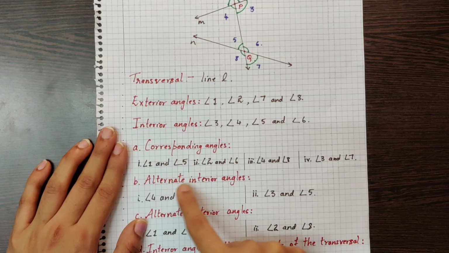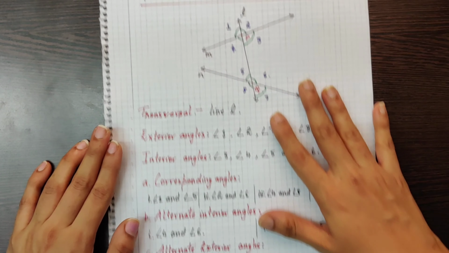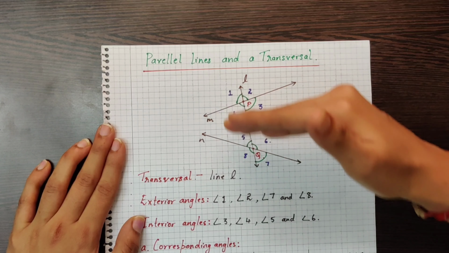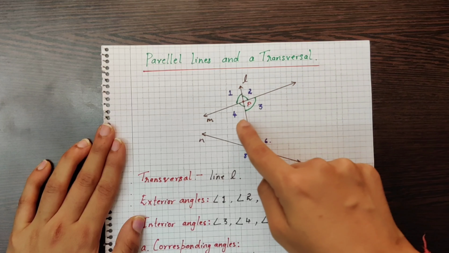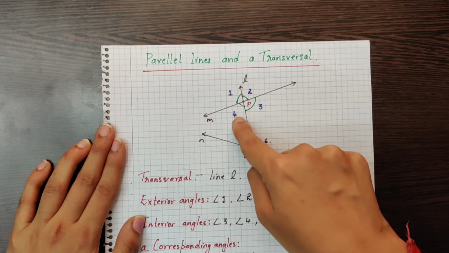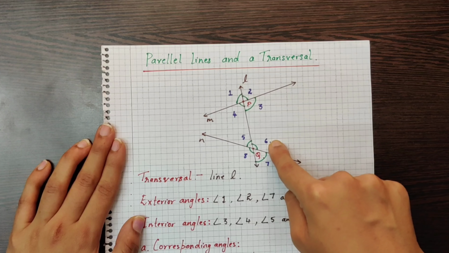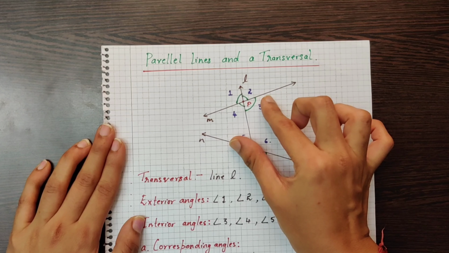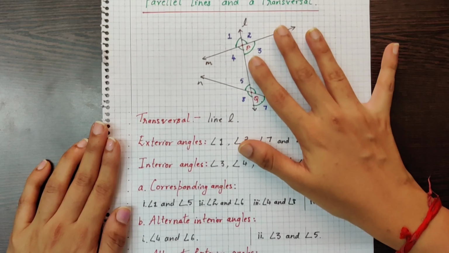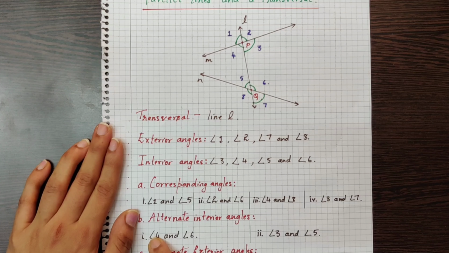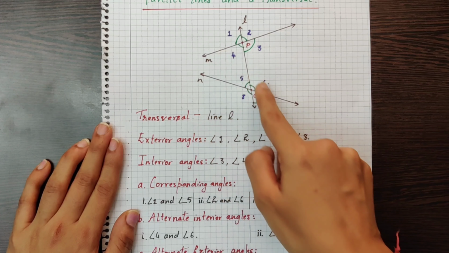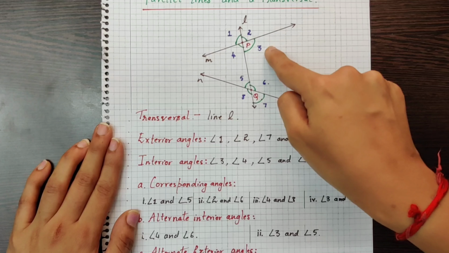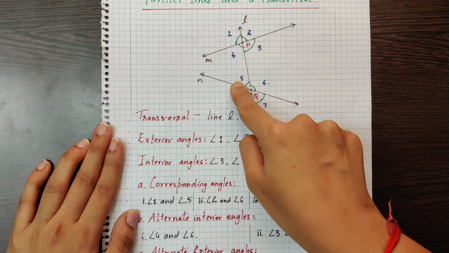Next, alternate interior angles. We know that this is the interior part of these two lines and we have four interior angles, 3, 4, 5 and 6. Now here the alternate pairs are like this and this one. So the first pair of alternate interior angles is angle 4 and angle 6. The second pair is angle 3 and angle 5.